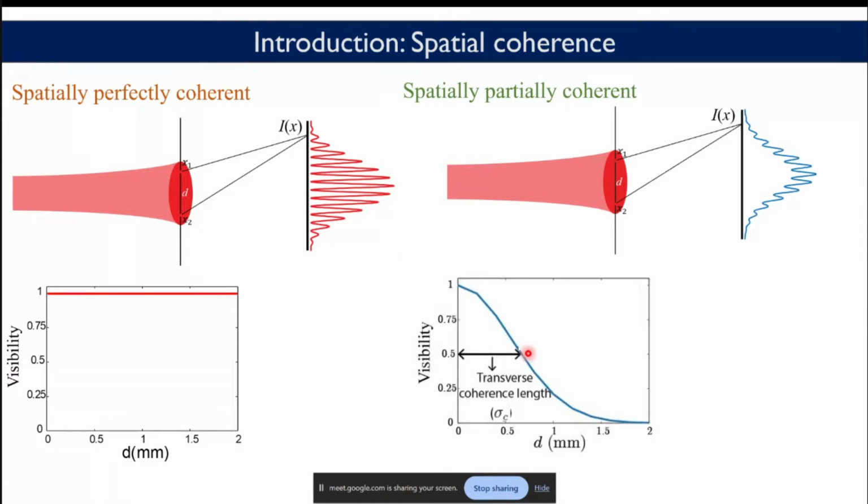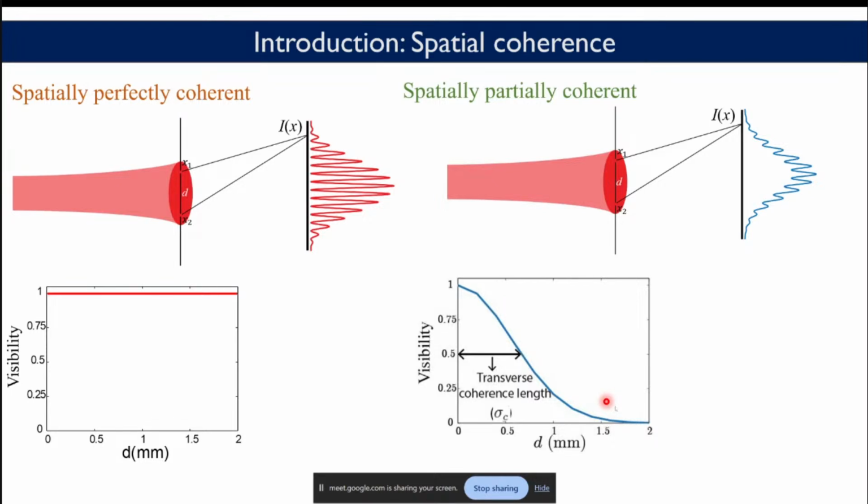And this profile has a lot of importance. This profile that you can see in the blue curve, that's called the spatial coherence function. When one looks at different types of sources, people basically measure these profiles, and if this profile is completely flat on the left side, then we call it a perfectly coherent source. If it has this sort of decaying feature, then we call it a partially coherent source. And the width of this profile we call the transverse coherence length.